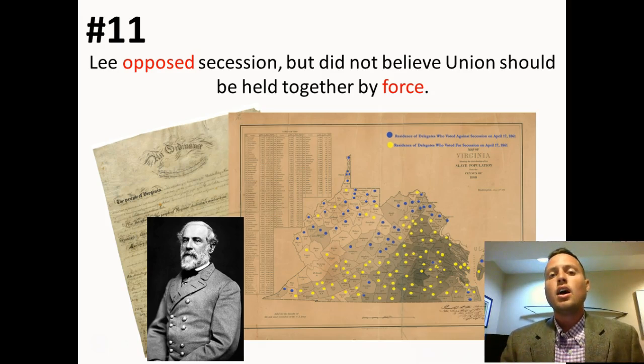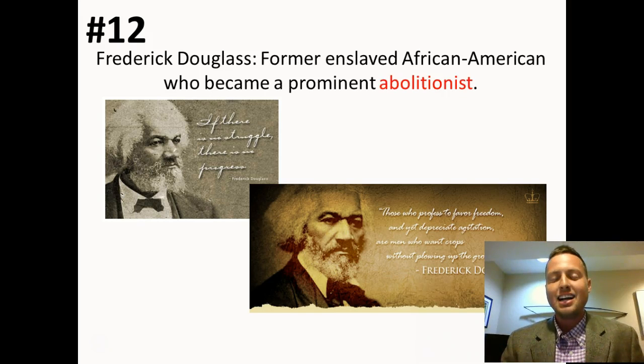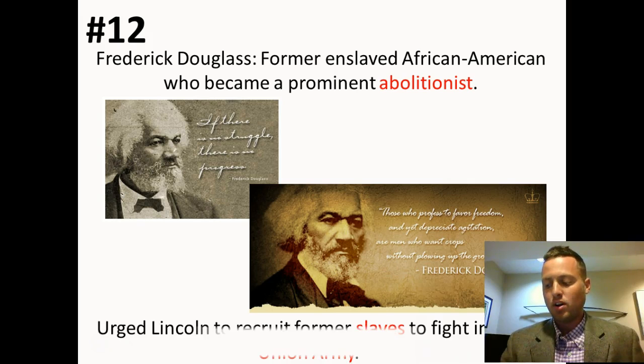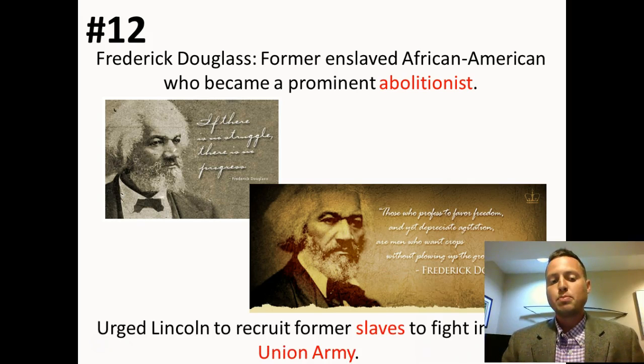All right. On the freeing the slaves front, who's the most important person there? That'll be Frederick Douglass. Frederick Douglass was a former enslaved African-American from Maryland who became a prominent abolitionist. He will argue to Abraham Lincoln that slavery needs to be abolished and African-Americans need to fight in the Union Army. Okay? So last point right here, urge Lincoln to recruit former slaves to fight in the Union Army. Perfect.